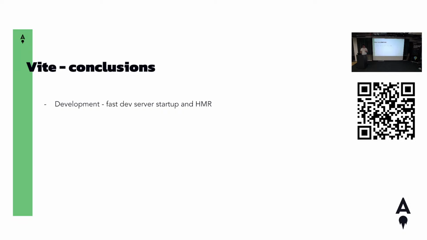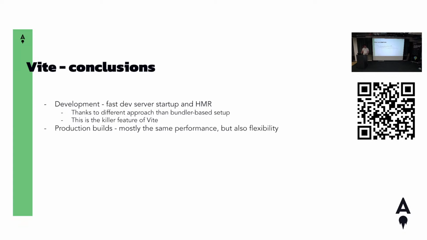Vite has really fast development because it has a really fast dev server startup and code updates. It's because it has a different approach than Webpack, and that's a killer feature of Vite. That's why we like it as developers. For production builds, however, it's mostly the same performance as Webpack, but it's also mostly the same flexibility. So really, there's not much difference if you are looking for production build performance.